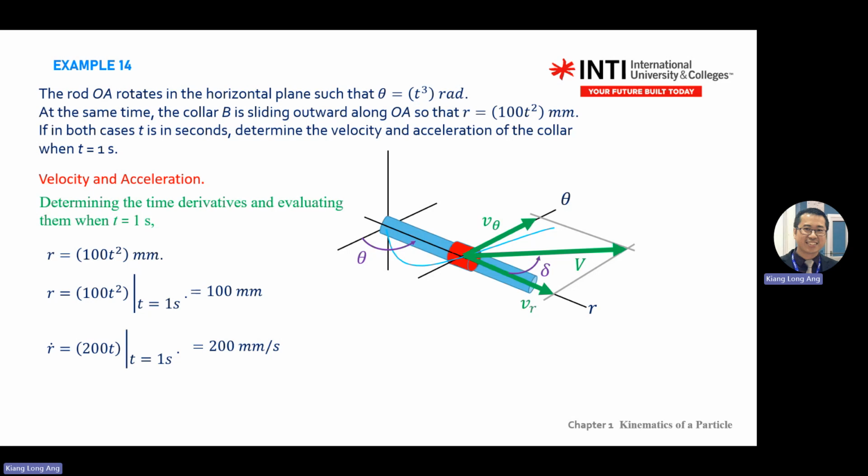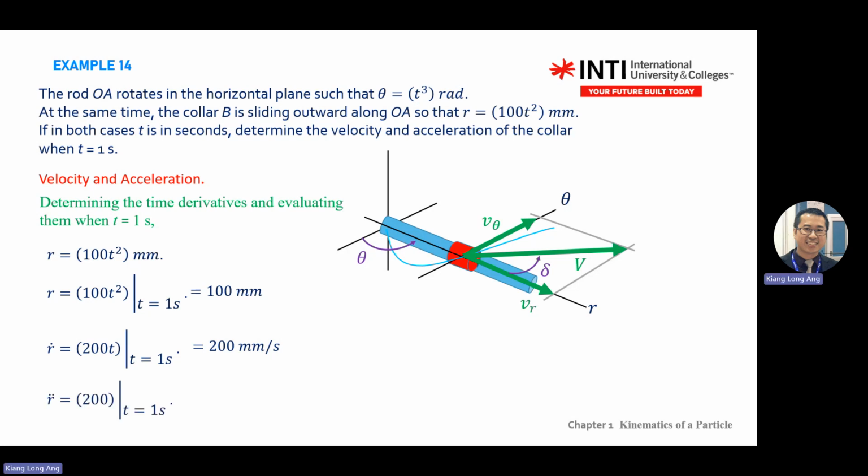Again, if you forget to put in the unit, automatic discount 50%. If this is 2 marks, you only get 1 mark. If this is 1 mark, then you only get 0.5. Normally, I will omit the 0.5. Basically, you don't get marks if the answer is worth 1 mark. So I won't give you 0.5 in the exam. You either get the full number or get 0.